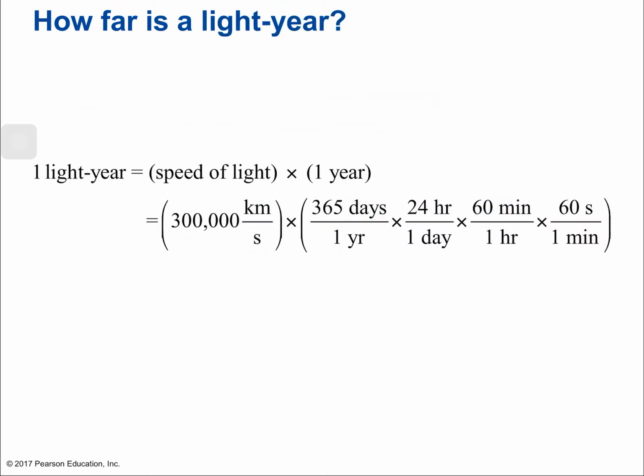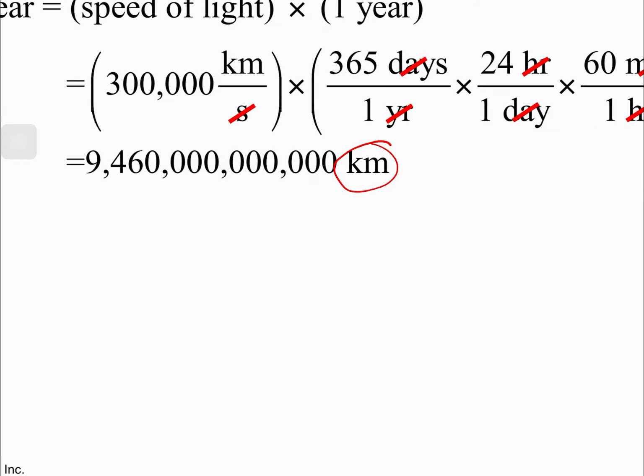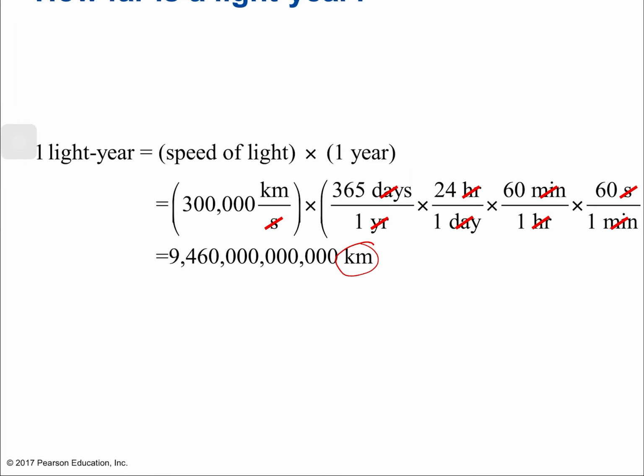All right, here's the idea of the light year. There's that 300,000 kilometers per second. This is how many seconds there are in a year. Notice how we cancel out everything, and we're just left with kilometers, okay? All the units of time cancel out. 9,460,000,000,000 kilometers. That's how many kilometers there are in a light year.